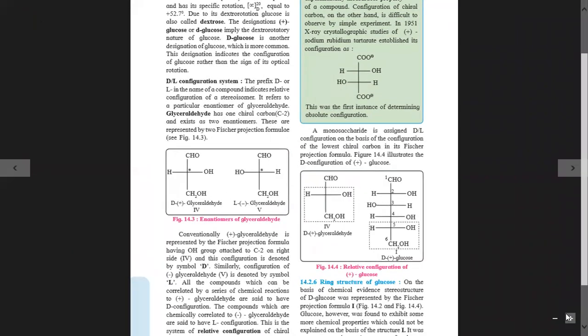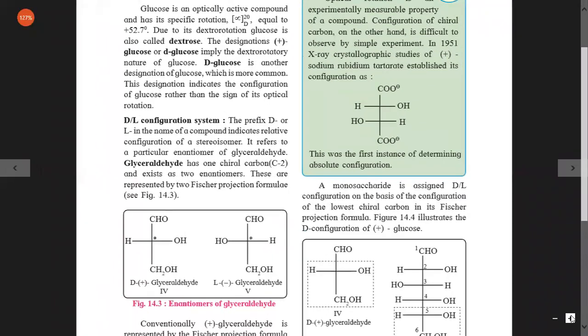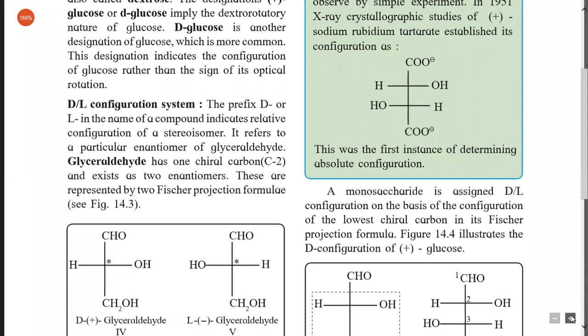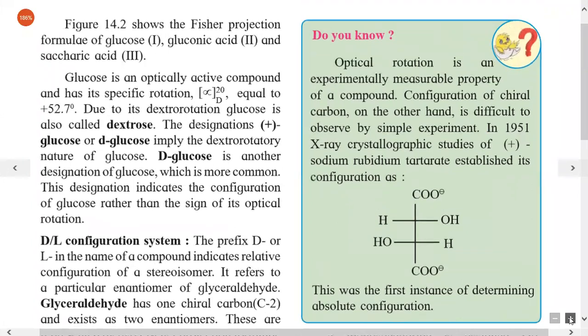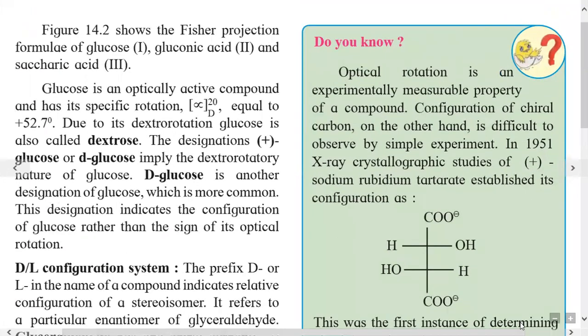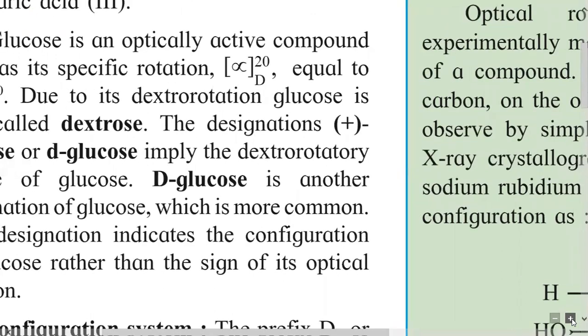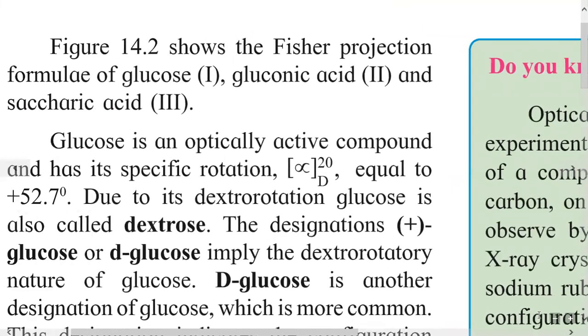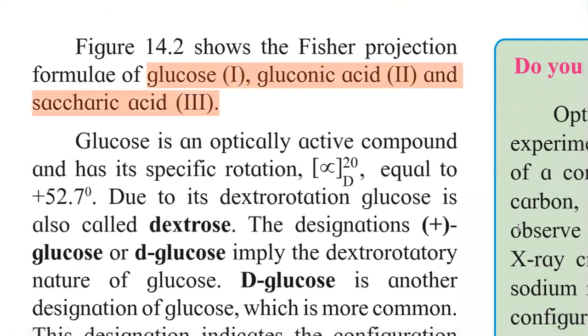Now, the glucose molecule is an optically active compound. Why is the glucose molecule optically active? Because in the glucose molecule there is a presence of asymmetric carbon atoms, and a molecule containing asymmetric carbon atoms shows the optical activity property, and therefore glucose is an optically active compound. We have now studied the Fischer projection formula for glucose, gluconic acid and saccharic acid.